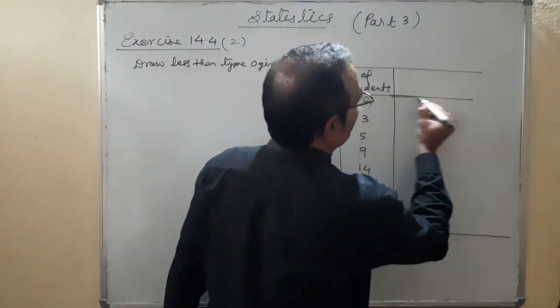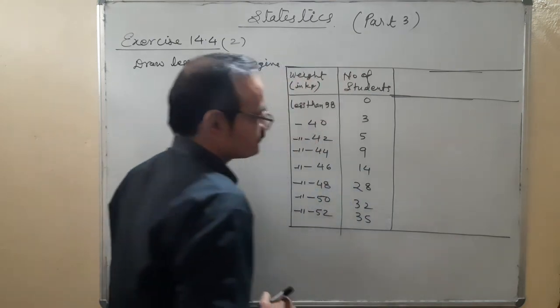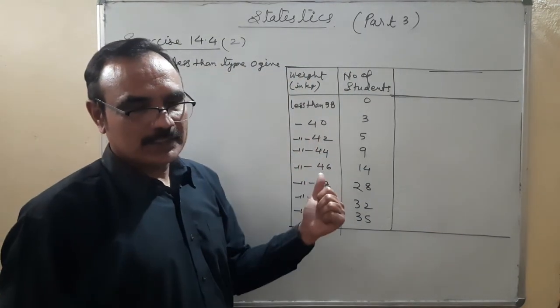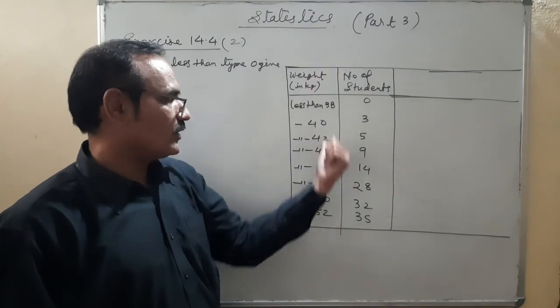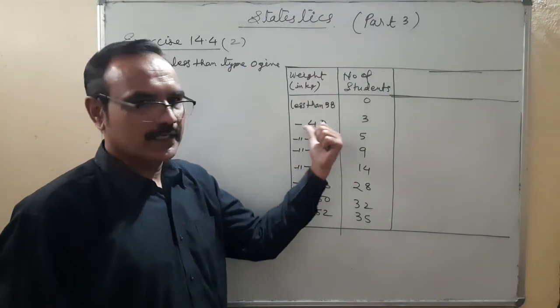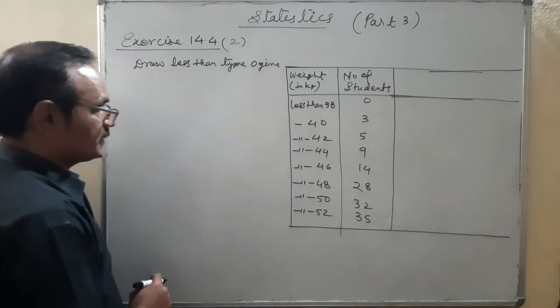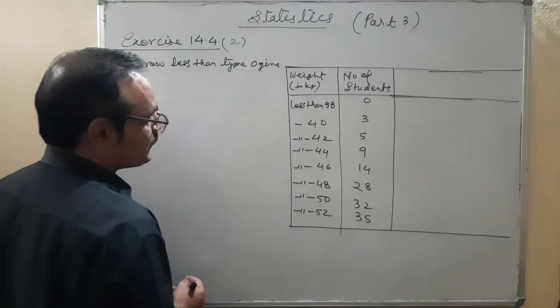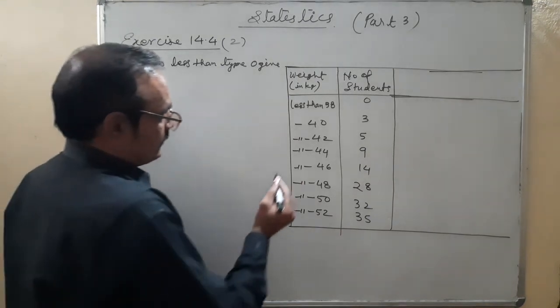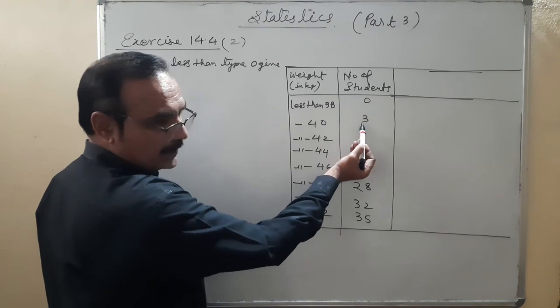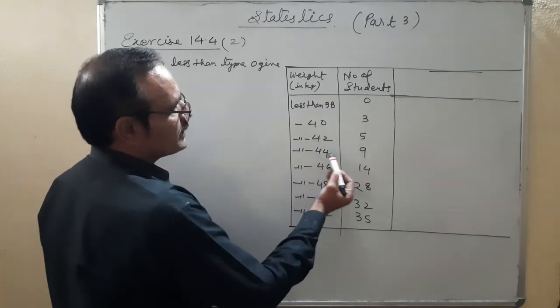I'll tell you why I have taken this question for you. Because this type of question was given in the previous exercise also. The less than column was given as less than 38, less than 40, like that. How to convert it into class intervals? This is a procedure which you have to understand here. See, look at this: less than 38, 0, less than 40, 3, less than 42, 5, less than 44, 9.